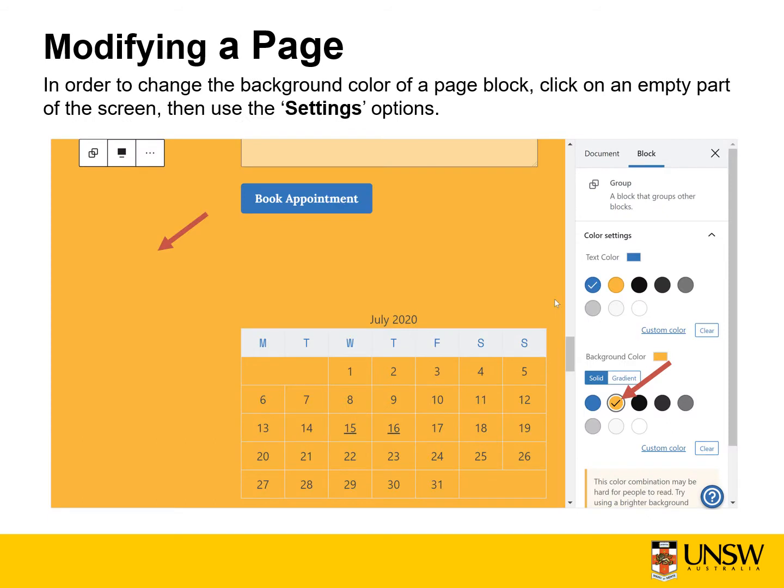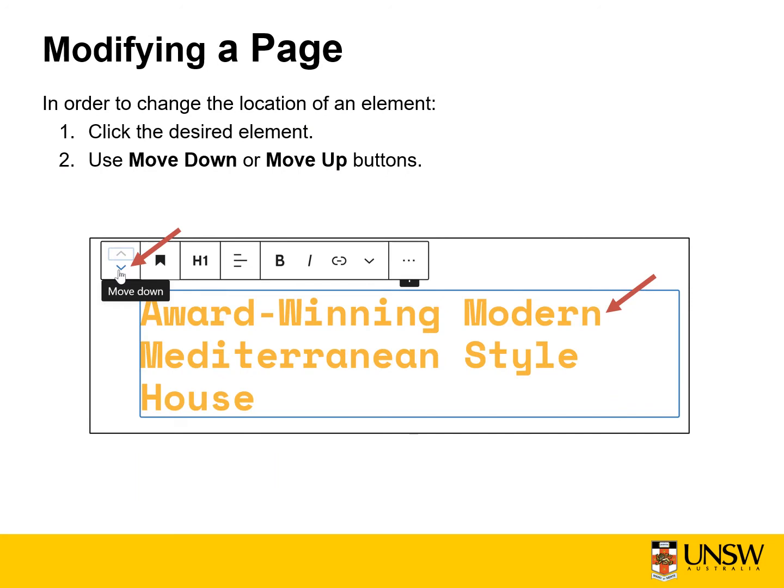In order to change the background color of a page block, instead of clicking on the web page elements, you should click on an empty part of the screen, then use the color options that are in the settings pane. When you need to modify the layout of the page and change the location of the page elements, you just need to click the desired block that you want to change its location and click Move Down or Move Up.